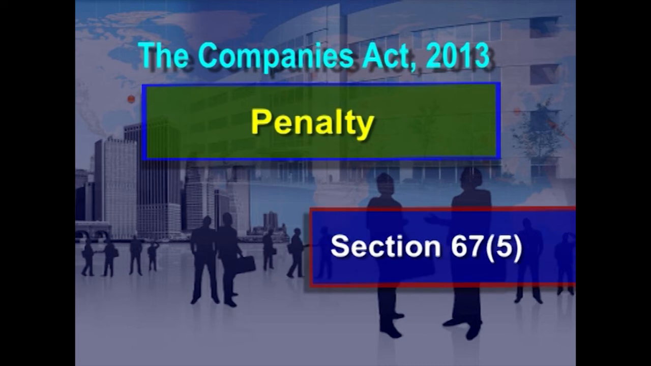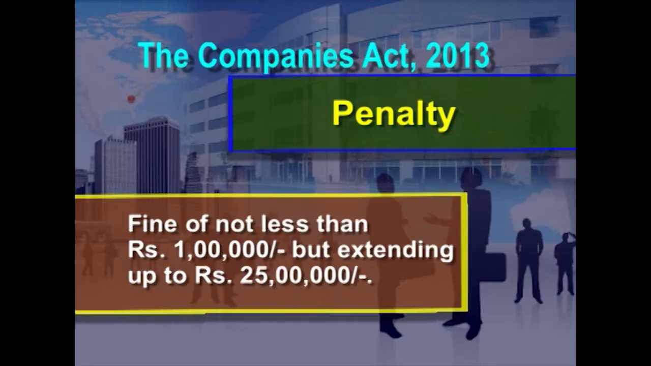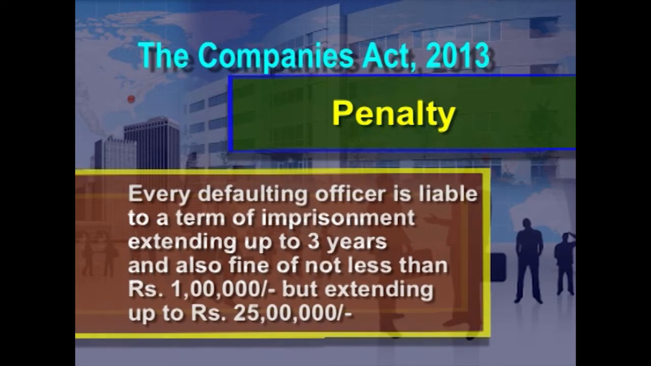Penalty. According to section 67, subsection 5 of the Act, any contravention by the company of the provisions of the section makes the company punishable with fine of not less than 1 lakh rupees but extending up to rupees 25 lakhs. Every defaulting officer is liable to a term of imprisonment extending up to 3 years and also fine of not less than 1 lakh but extending up to 25 lakhs.